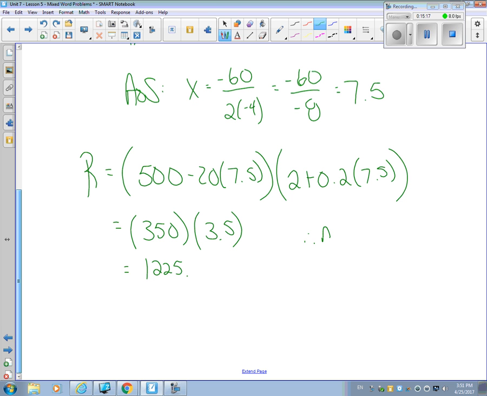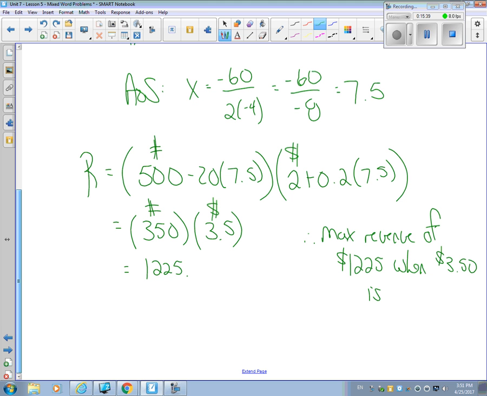Okay, max revenue of 1225 when what are we going to charge? What was our price or number? Started at 500, ended at 350. Started at $2, ended at 3.50. So we should charge $3.50. That was all part A.